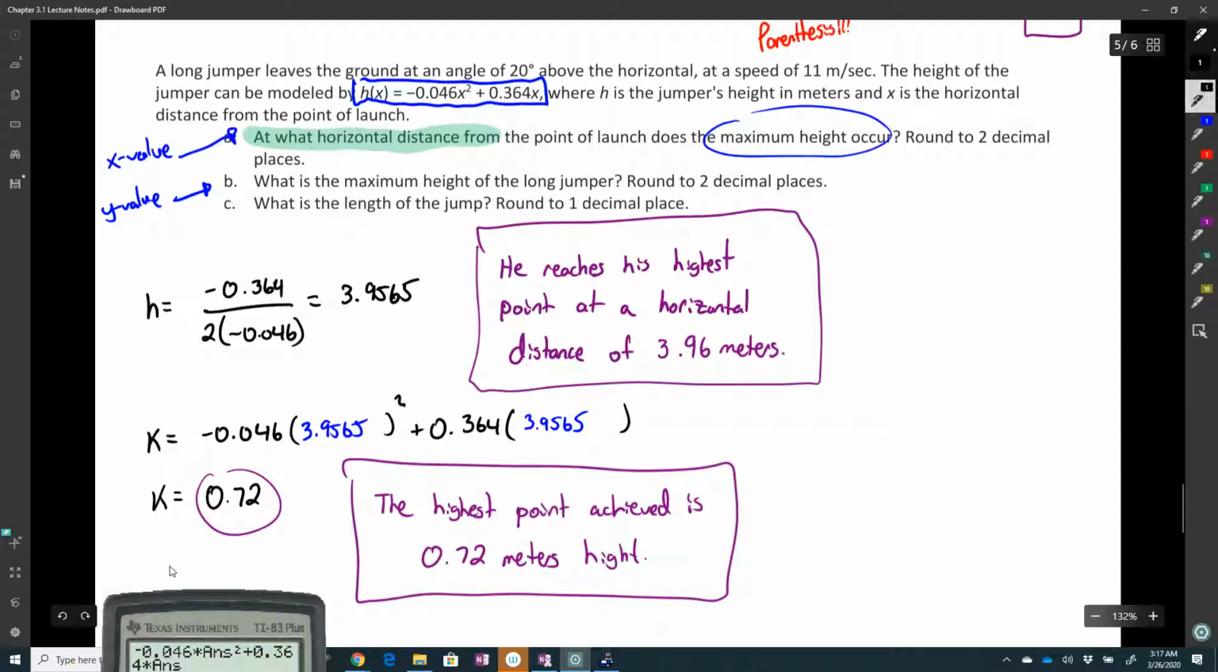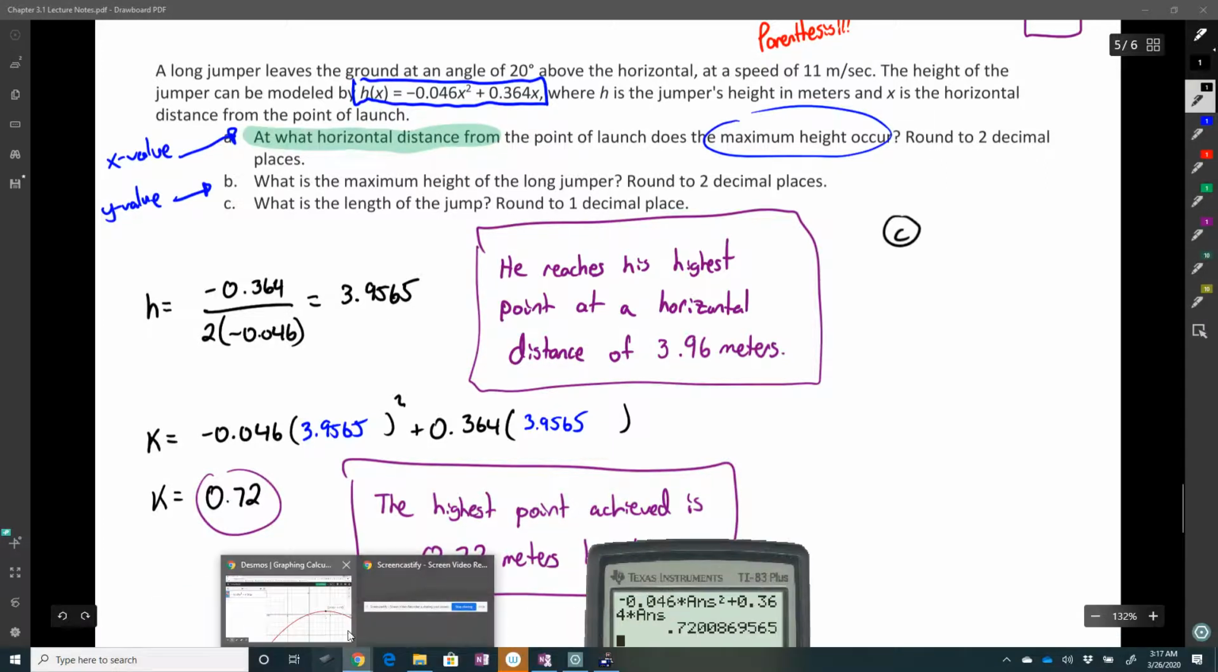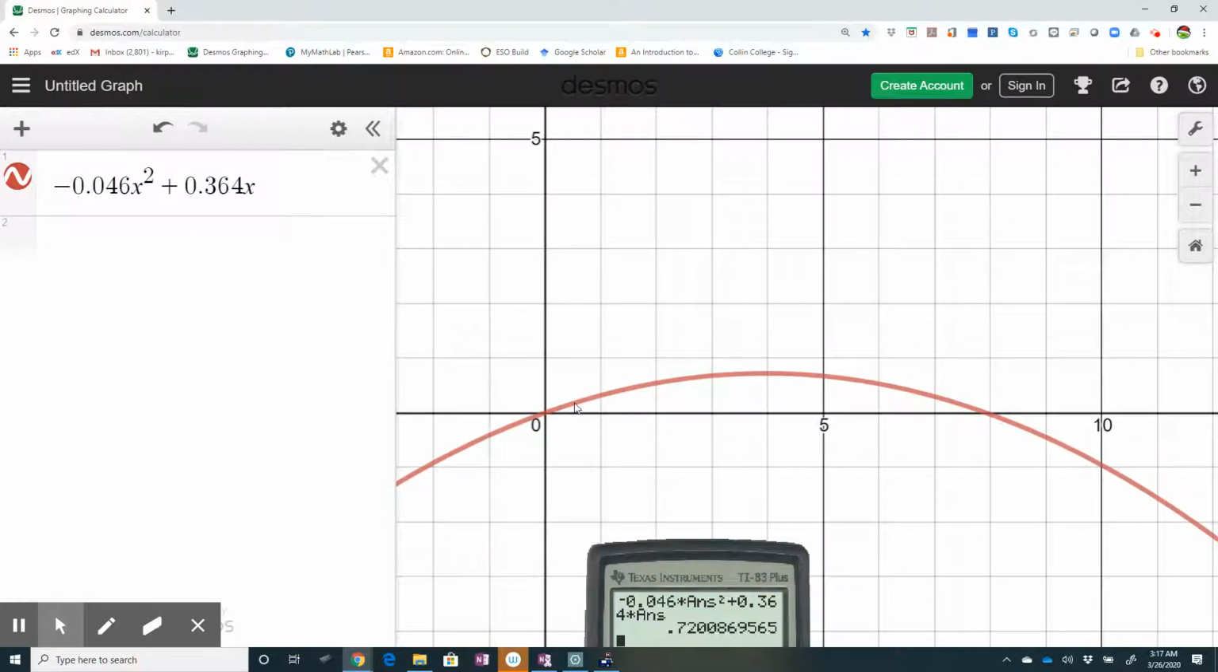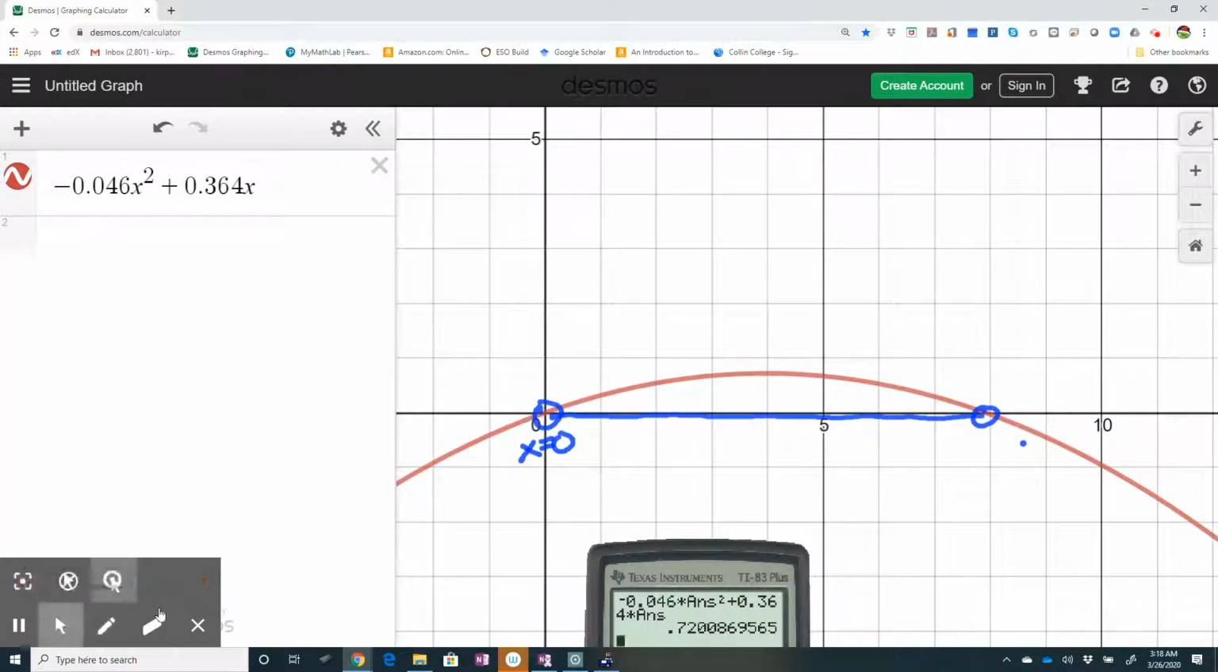And then now we go to C. Just like the other question, C asks, what's the length of the jump? Well, if you go to Desmos, kind of lucky that I brought it up, the length of the jump is just, and I can write it on here, from here to here. That's the length. So they just want to know the distance between the x-intercepts. One x-intercept is x equals 0. And again, you can cheat on Desmos and just look at it, but we're not going to cheat. They want to find the other x-intercept, and that's going to be the total length.